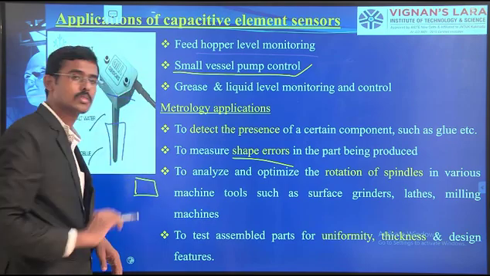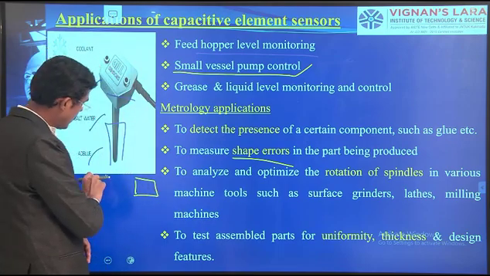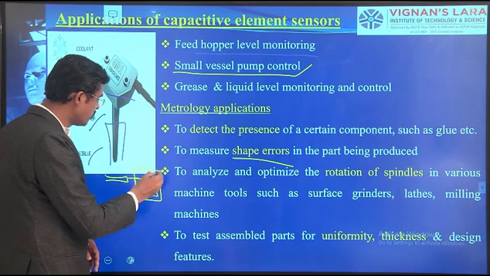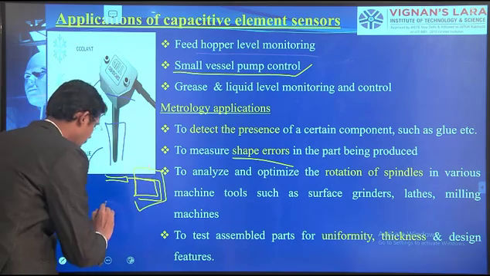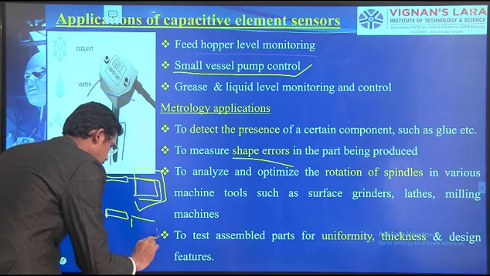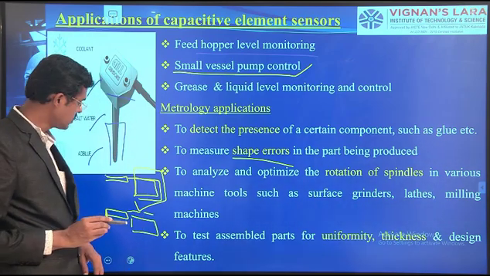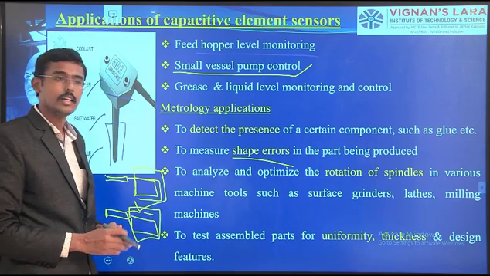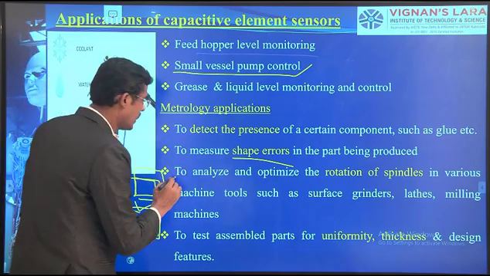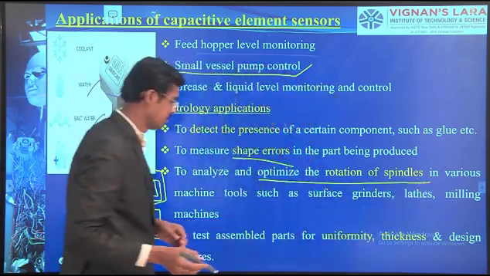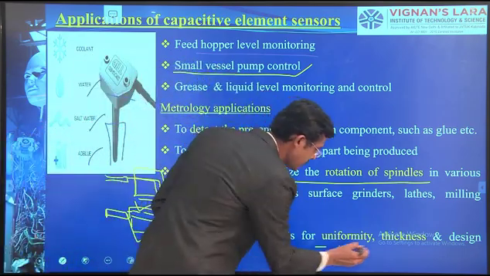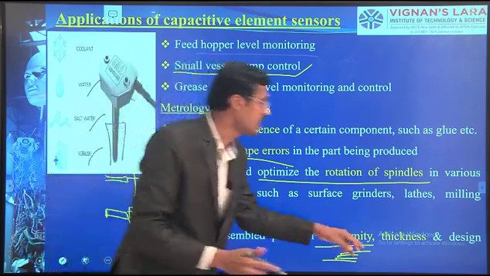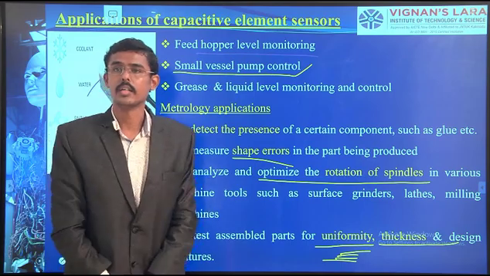This object should come in this way. I have a sensor here. When it moves beyond the limit, it measures. I have a sensor here. The object should be measured from here. The rays are here. When the object comes additionally at this height, automatically the field is disturbed. Right? So to analyze and optimize the rotation of the spindles, to test and assemble the parts for uniformity, that is nothing but a shape or a constant movement, a gap, a thickness, everything we can do here.